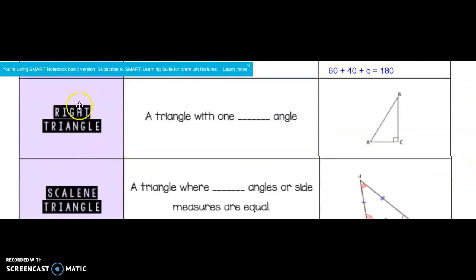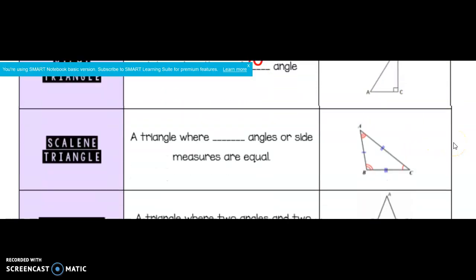Some types of triangles. A right triangle is a triangle with one 90-degree or right angle. A scalene triangle is a triangle where no angles or side measures are equal. So we have line AB has 1 dash, line AC has 2. If they had the same number of dashes, it would indicate that they are the same size. Because they're different, that means this side is not equal to this side, which is not equal to side BC. The same with the angle measures. The tick marks inside, if they are different, that means they are different measures.